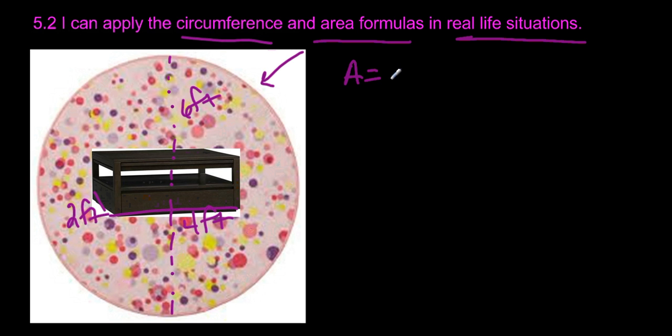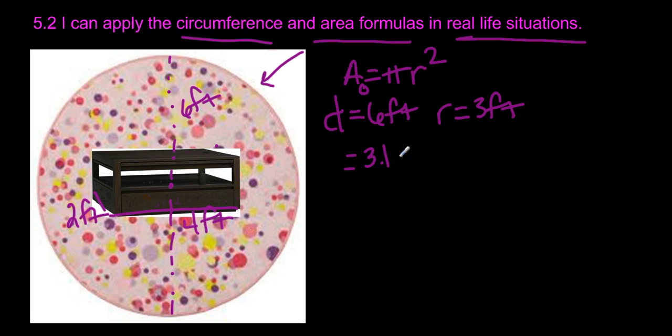I can start with my area formula for the circle. So the area of a circle is equal to pi r squared. And if I take a look at what I know, the diameter d is equal to 6 feet. And what I know about circles is that a radius is just half of that, so my radius would have to be 3 feet. So if I fill that in for r, I'm going to change my pi to 3.14 times my 3 squared. And I'm going to go to my trusty calculator.